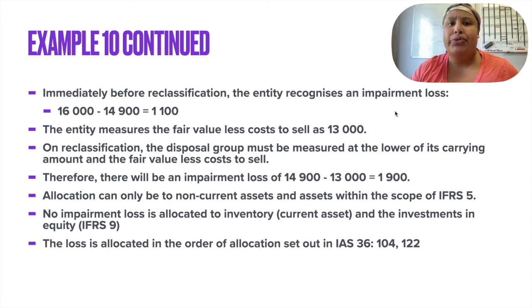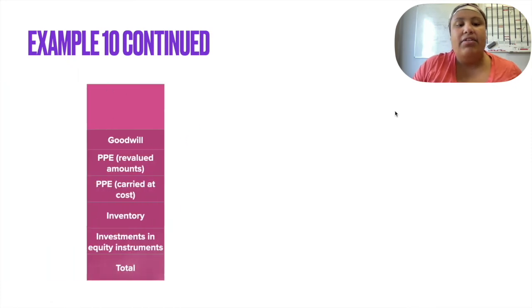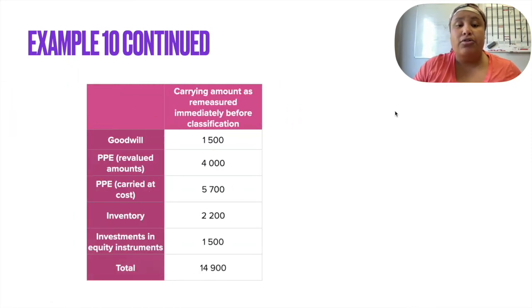The loss then is going to be allocated in the order set out by IAS 36 paragraphs 104 and 122. So that means it's first allocated to the goodwill and then it's prorated to the remaining assets in the disposal group. Okay, so let's have a look at how we do that. Here we have all of our assets in our disposal group, and this is the carrying amount as remeasured immediately before the classification. Now we have a 1,900 impairment that we need to recognize, and we're first going to allocate that to the goodwill of 1,500. So we completely wipe out the goodwill.